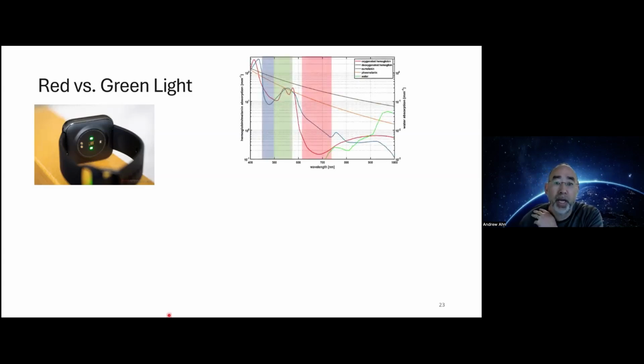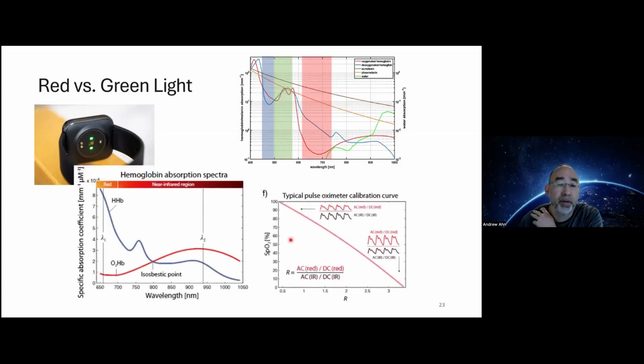And the reason red light or infrared light is used can be identified in this absorption versus wavelength plot. And you can see here in the red region that you have basically the deoxygenated and the oxygenated form of the hemoglobin. And you can see that the absorption of these two are very different within the red band, whereas in the green band, the differentiation is not that clear.